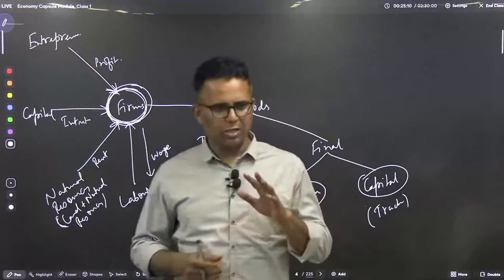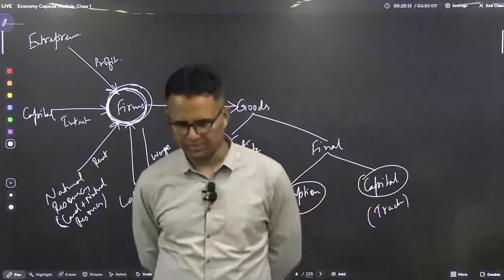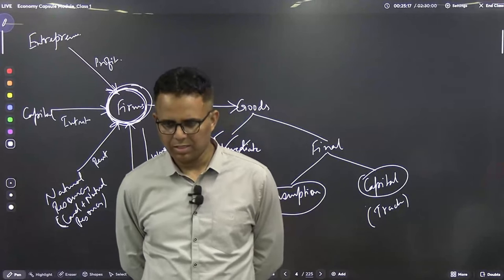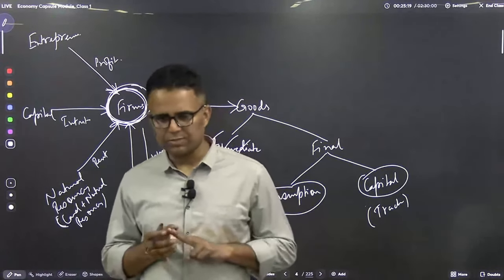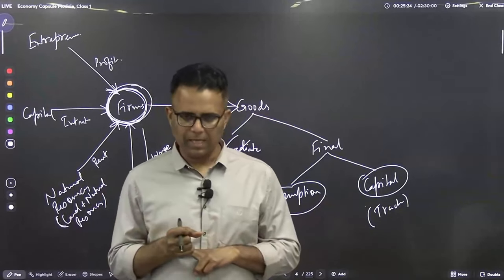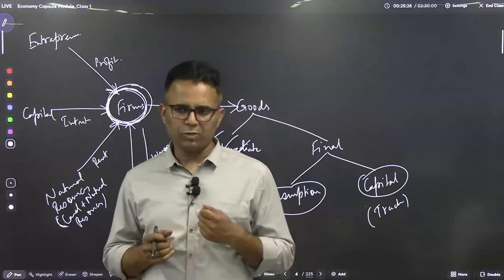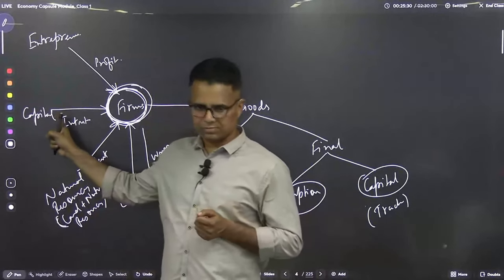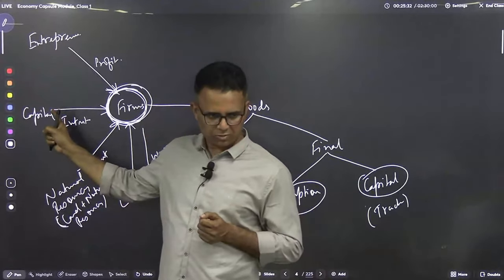Whatever all the countries are producing, whatever final goods they are producing, it can be divided into consumption or capital. All the goods, whatever is being produced, it can be divided into consumption or capital. Whether you are trying to produce consumption goods or capital goods, you require capital. Understood?